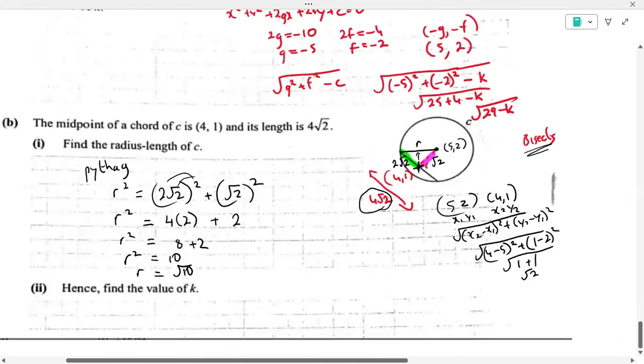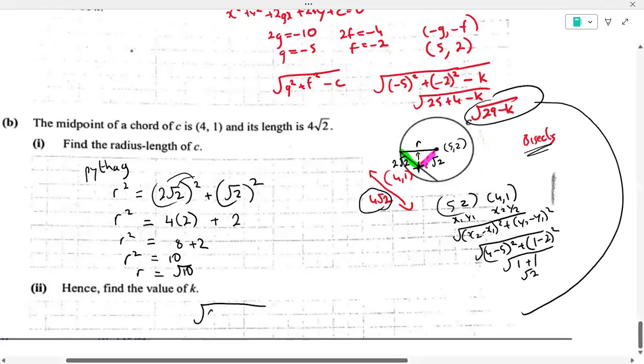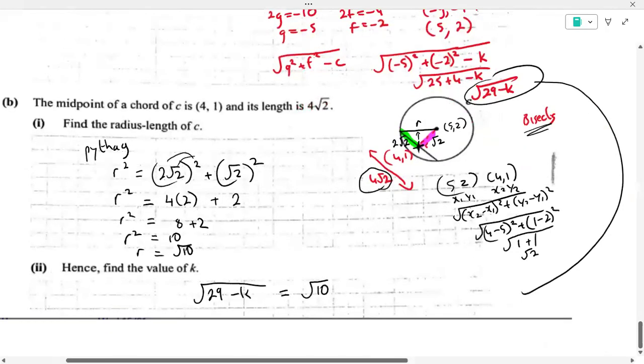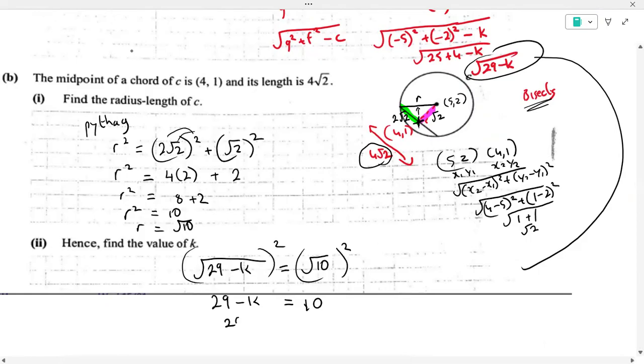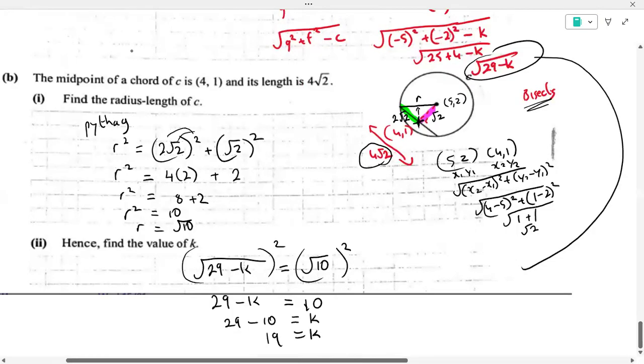Then I have to find the value of k. So from up here, the radius is the root of 29 minus k. I now know the radius is root 10. So I can equate those together. I can drop the roots because I'm technically squaring both sides. So they're both gone, and that's 10. So 29 minus 10 is equal to k, so 19. So I actually discover there that k is 19. And that's that part done.